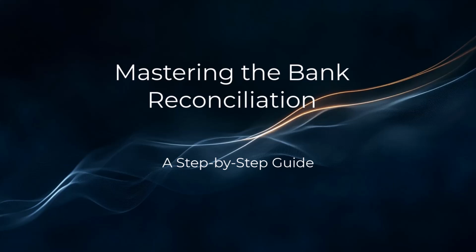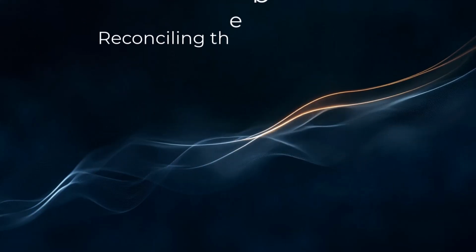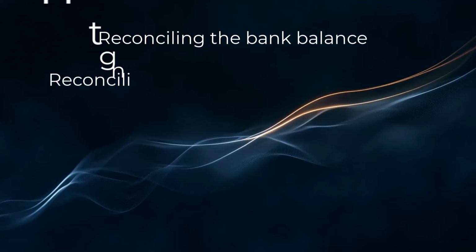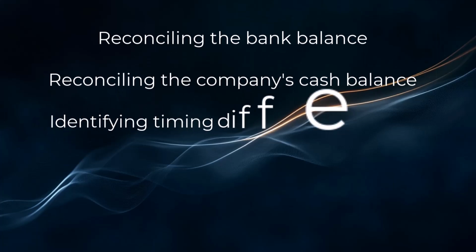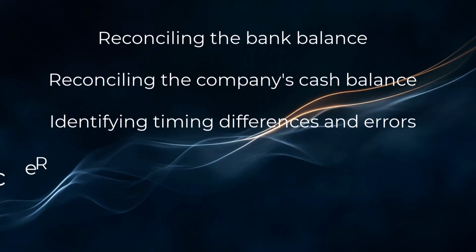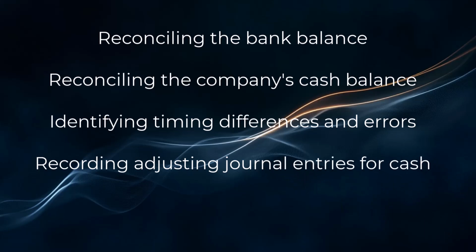A bank reconciliation is an important control used to match the cash balance on the company's books with the cash balance in the bank account. These balances often differ due to timing differences or errors. For example, the company might record a deposit immediately, but it takes a few days to show up at the bank. Or, the bank might deduct a service fee that the company doesn't know about until it sees the statement.